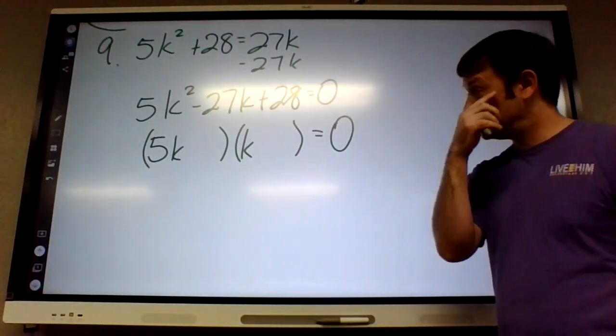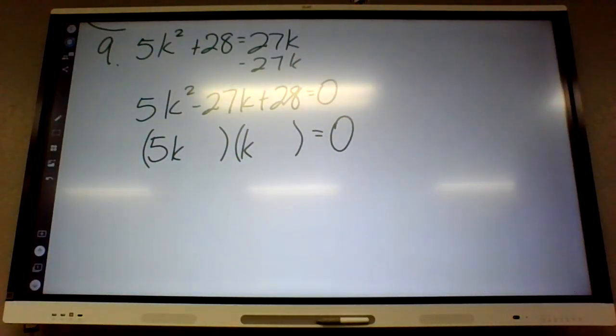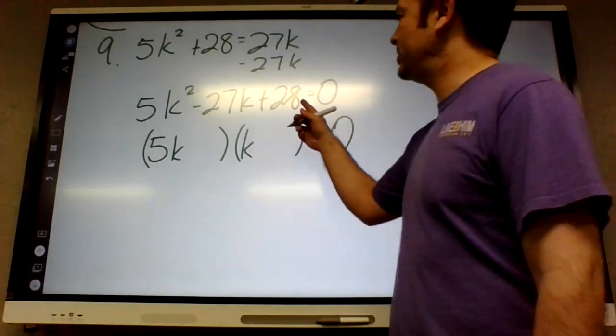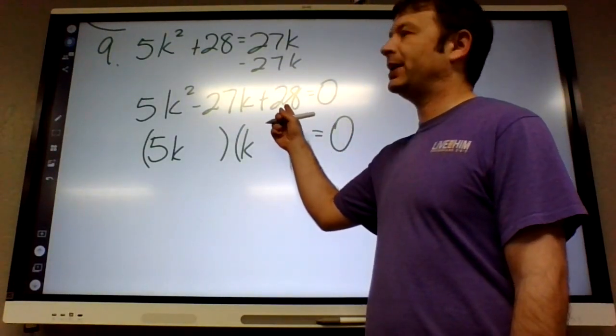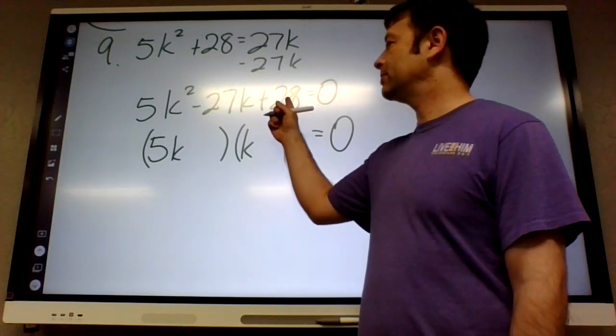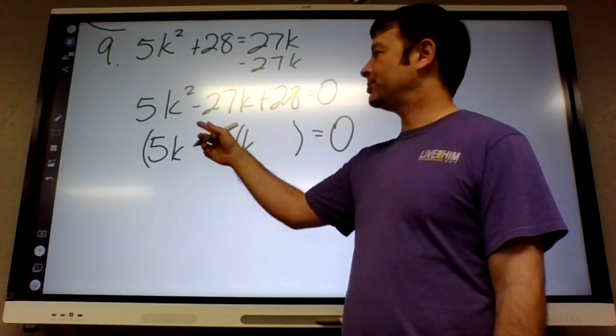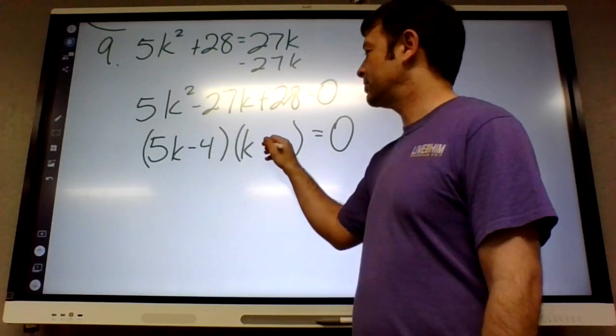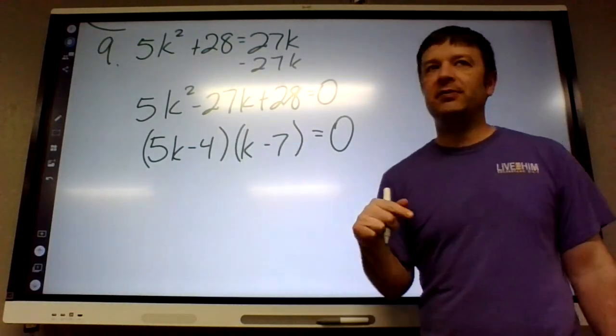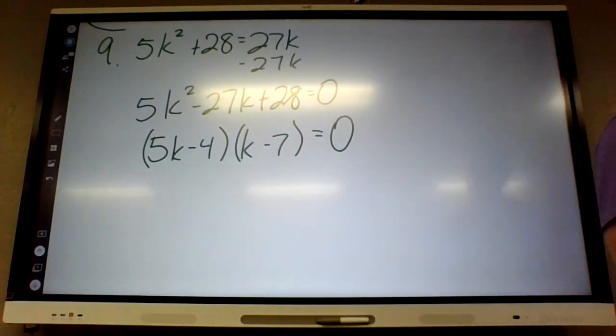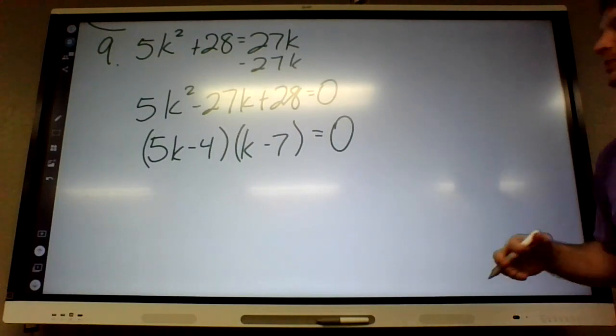What goes into 28? 4 and 7. So we're gonna need to use negative 4, negative 7. Do you guys know how I know that? Because it has to add up to a negative. Negative 4 and negative 7 do multiply to positive 28 also, so we can use two negatives.